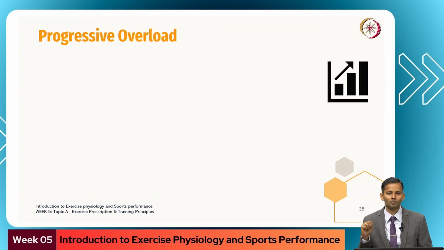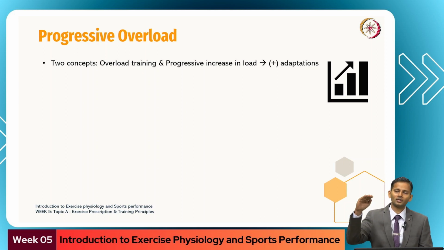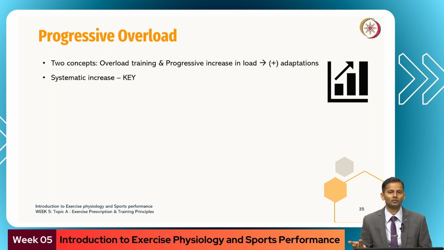The fourth important principle is the principle of progressive overload. Two concepts which is important to have some positive outcome, that is, one is by increasing the load during the training, and the increase in the load should be progressive in nature, so that you have a sustained progression or improvement in your outcome or the training effect. So that is very important, with a systematic increase in is the key word here. So it has to be increased systematically, incorporating the scientific principles.